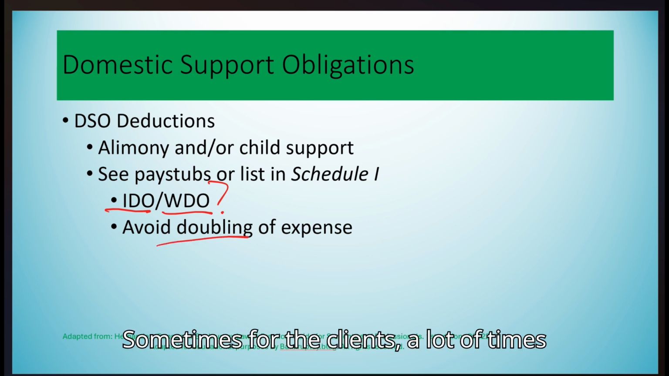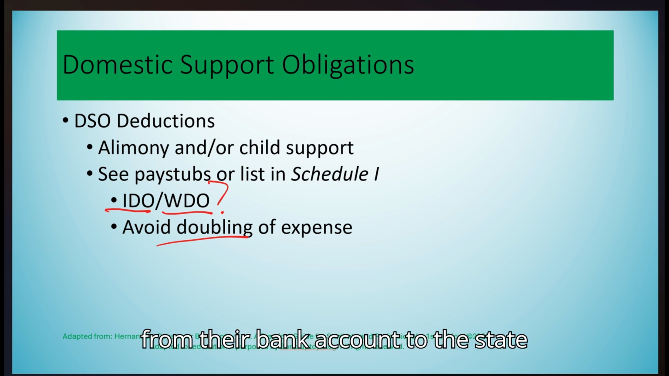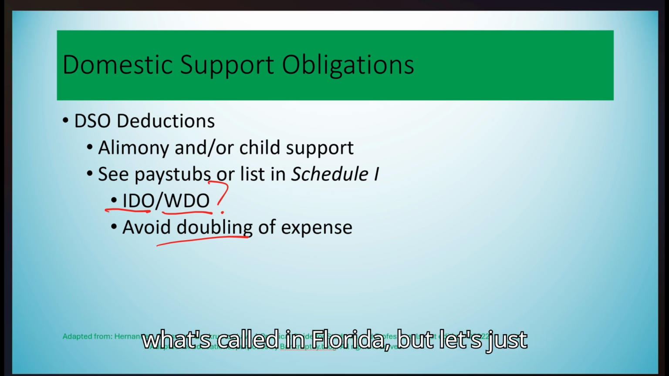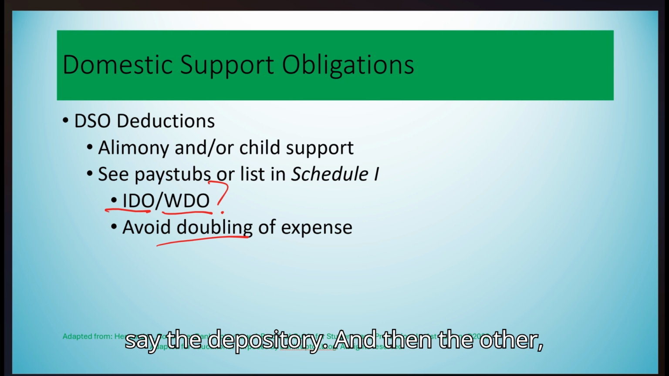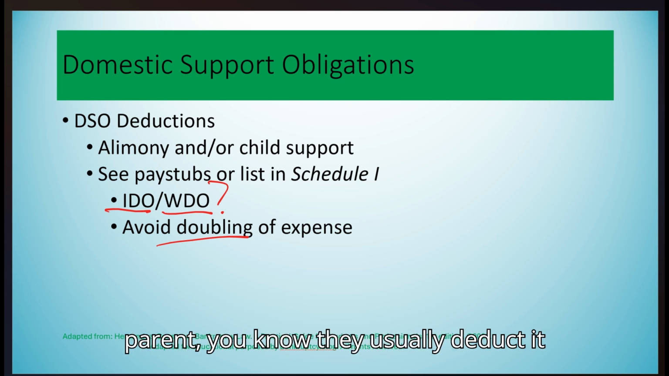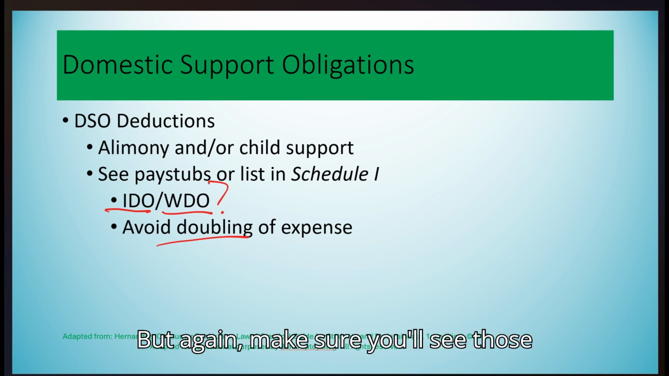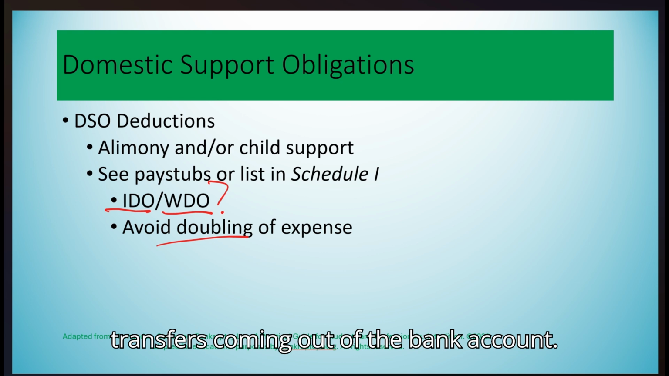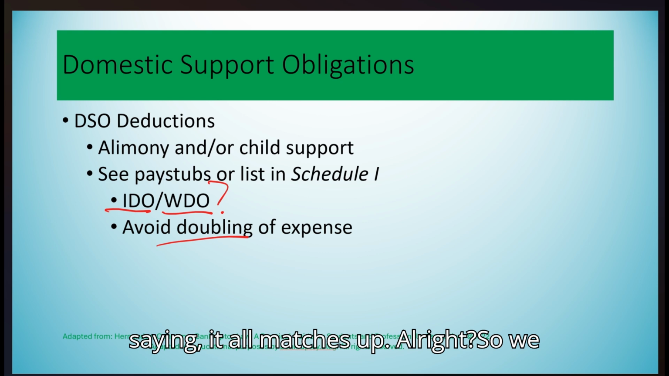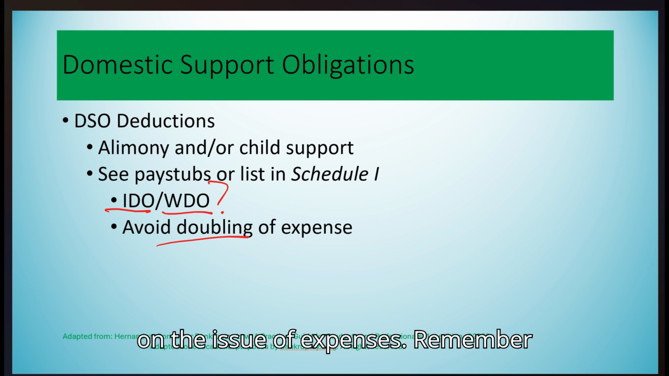Sometimes, for the clients, a lot of times it's just done where they pay directly from their bank account to the state central depository. Central depository is what it's called in Florida, but let's just say the depository. And then the spouse that receives it, or the other parent, they usually deduct it with like a debit card type scenario. But again, you'll see those transfers coming out of the bank account. Just make sure that what the client is saying, it all matches up. All right. So we are done with Chapter 17 as we focus on the issue of expenses.